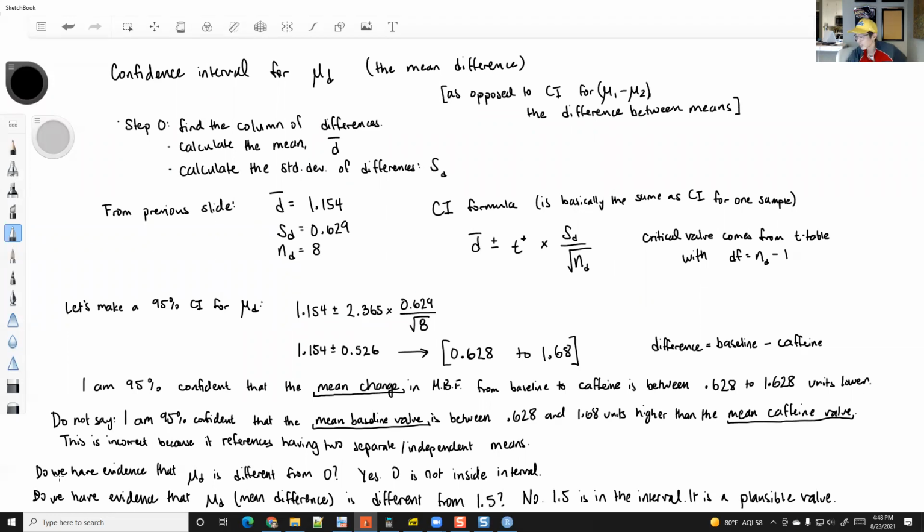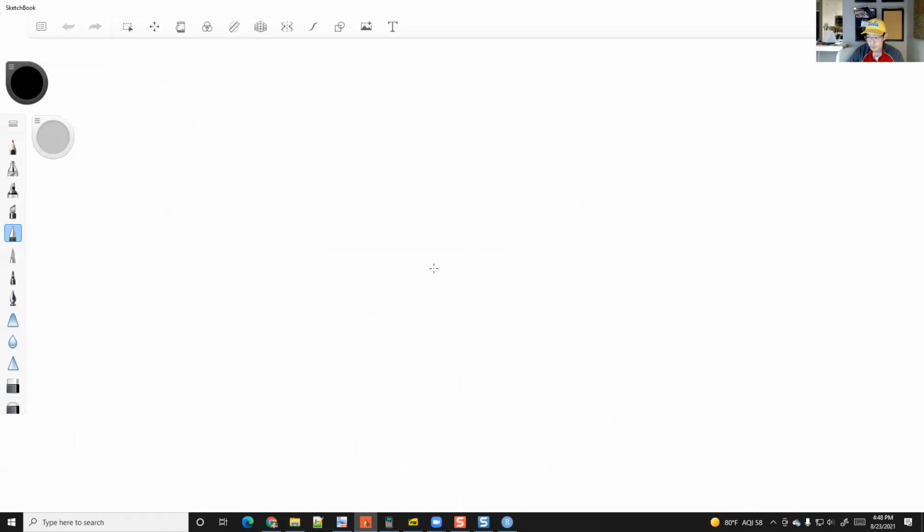And then, of course, all of the other interpretations that we have for confidence intervals. And again, it's basically a confidence interval of one sample, but it's one sample of differences, and we're asking about the mean difference. Okay, so that is the confidence interval for the mean difference and the paired t-test. And now I'll do a couple non-parametric tests, the sign test and the signed rank test.